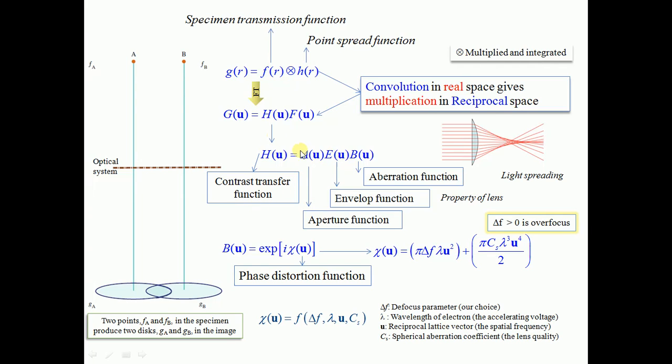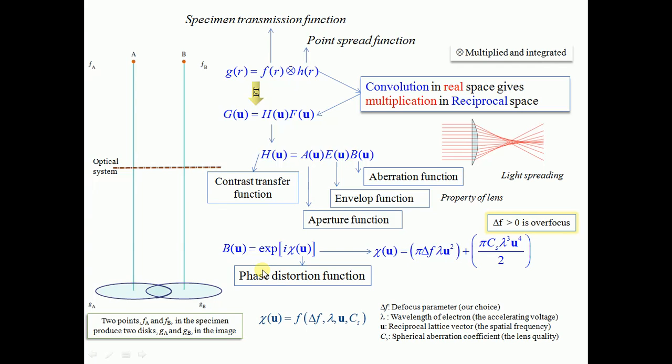contrast transfer function. It is the product of the aperture function. It depends on the aperture. It depends on the envelope function. It depends on the aberration, meaning the lens. This is the lens, this is the aperture, etc. You see, when you choose a particular lens, a particular aperture, a particular envelope, these two would be fixed. But the aberration function, where we apply electric and magnetic field for the lens, the light spreading effect is very important. This B is very important.